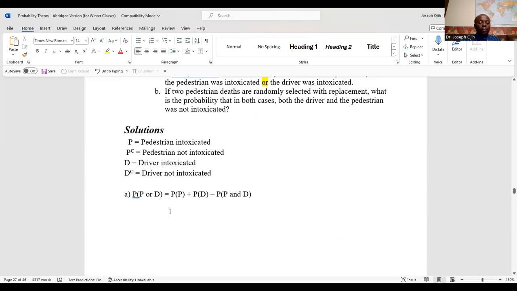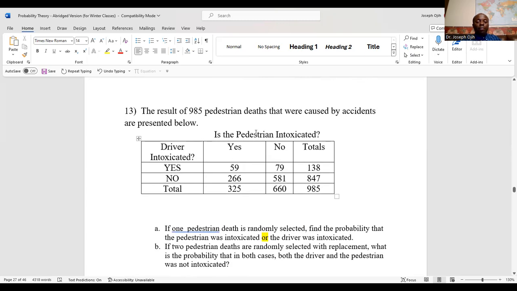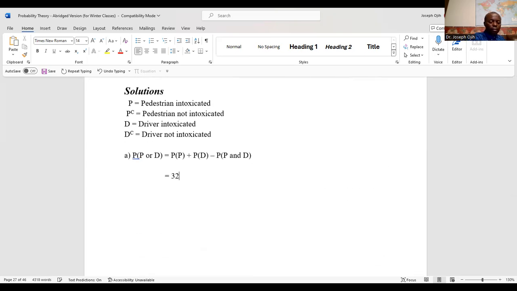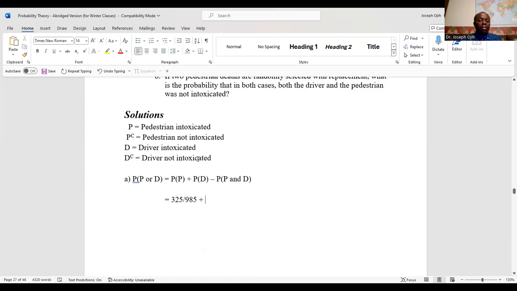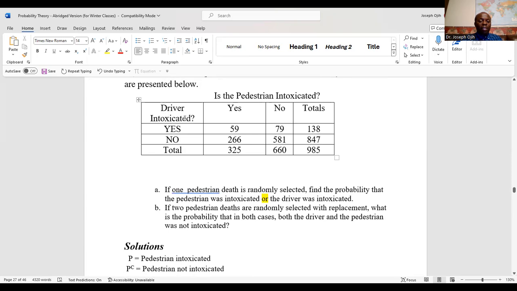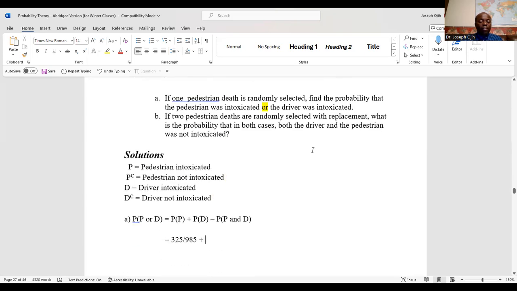So we just put numbers in, using the totals we have there. This one is the probability that the pedestrian was intoxicated, P of P. Is the pedestrian intoxicated? Yes. So you're going to use the total, which is 325 out of 985. Plus, next one is P of D, the probability that the driver was intoxicated. Is the driver intoxicated? You see yes right there. The total is 138 out of 985.